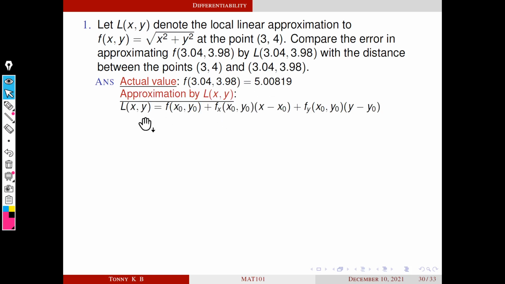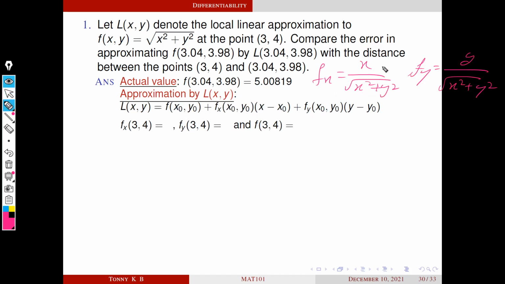What is our Lxy? Lxy is given by this formula. And what about our x0 and y0? Yes, x0 is 3 and y0 is 4. So we have to find the partial derivatives with respect to x and y at 3, 4. Also, we have to find f of 3, 4. And what is fx at 3, 4? What is fx?